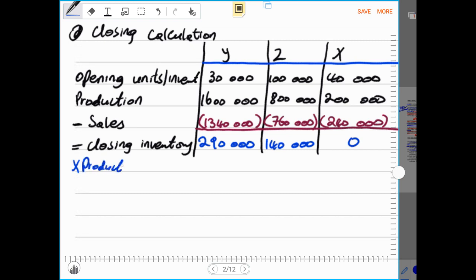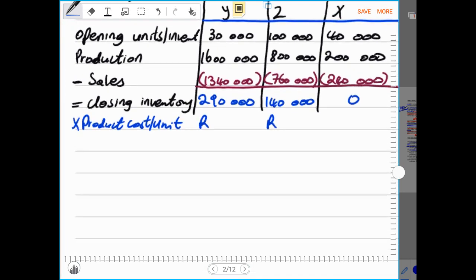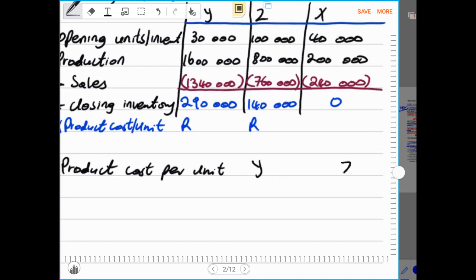Then after, we have to multiply by the product cost per unit. But we don't know how much the product cost per unit is yet. Once we have calculated that, we'll multiply with it there. Remember, we are required to calculate product cost. After calculating the value of the closing inventory, we need to calculate our product cost per unit, and it has to be for both products, product Y and product Z.